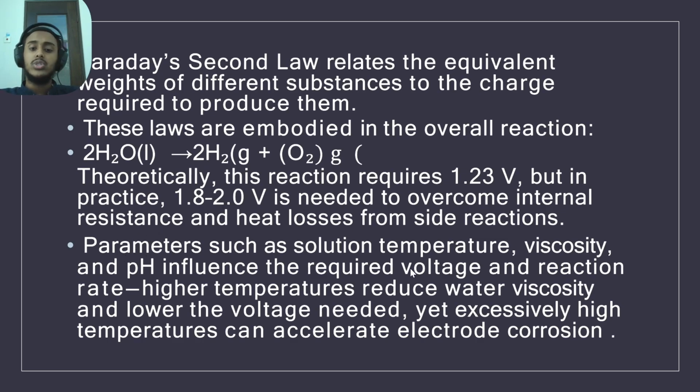Parameters such as solution temperature, viscosity, and pH influence the required voltage and reaction rate. Higher temperature reduces water viscosity and lowers the voltage needed. Yet excessively high temperature can accelerate electrode corrosion.